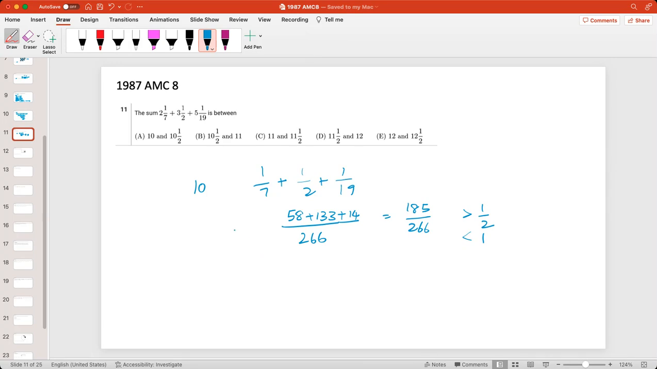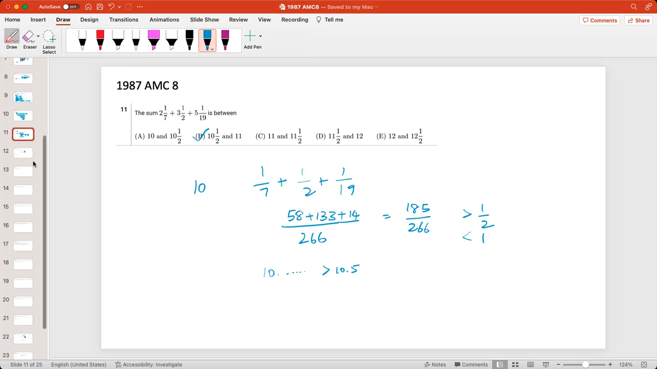So your answer will be 10.xxxx, which will be greater than 10.5. So your answer lies between 10.5 and 11. B. That's your answer.